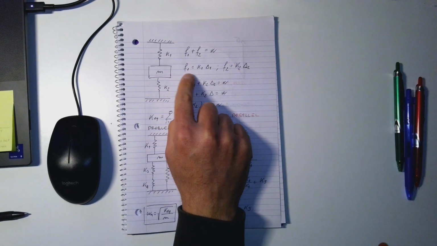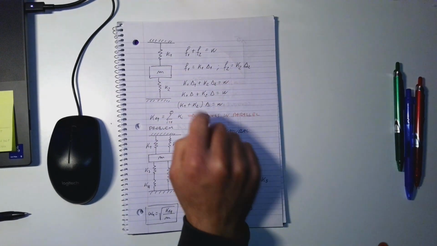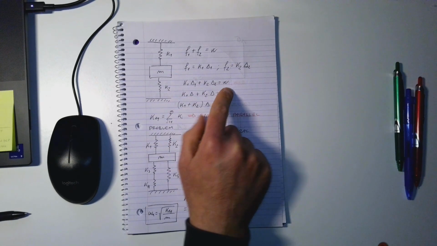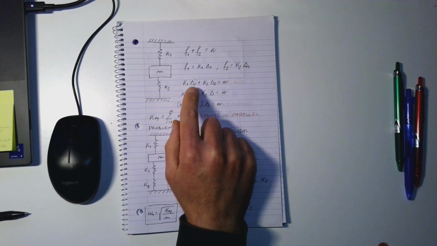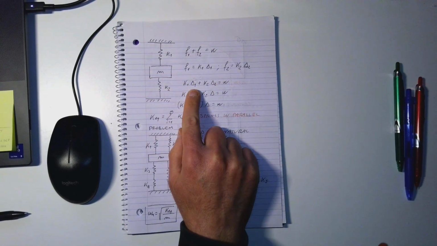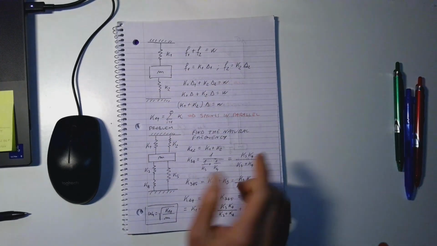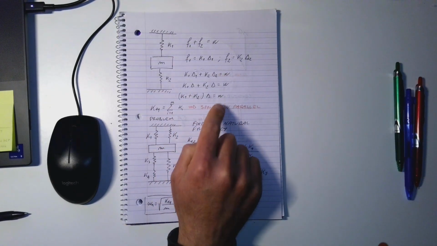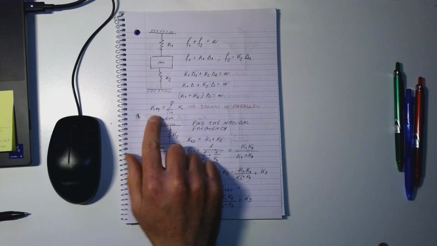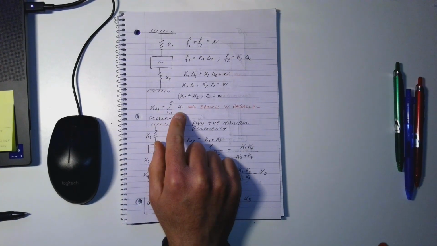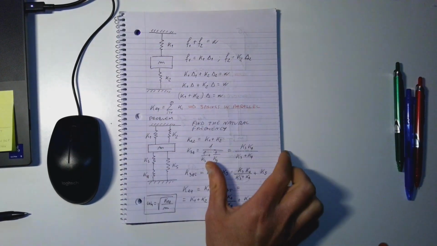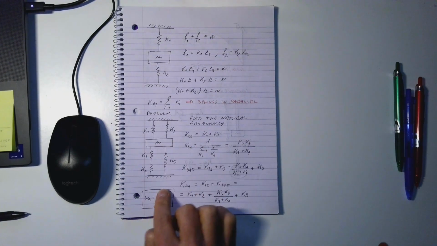Also, we can write the equation for each spring. We know that the total force must be equal to the weight. So we know that the displacement is the same, so instead of using delta 1 and delta 2, we can simply use delta. And then we can find the new expression for K equivalent when we have any number of springs in parallel. And then we went through a problem.